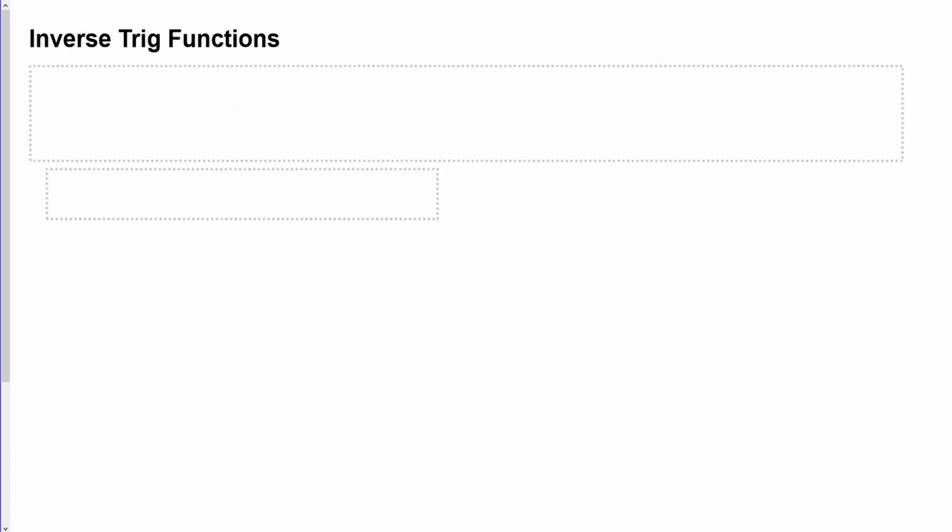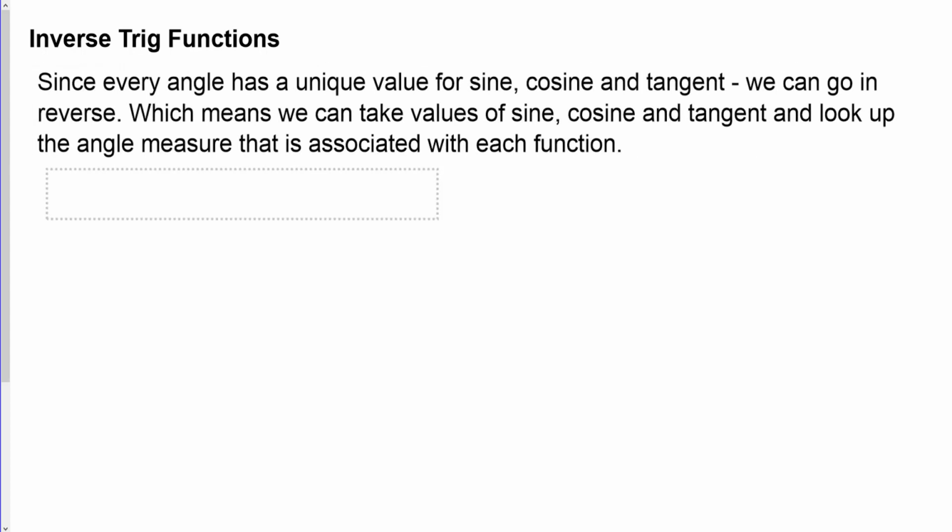Inverse trig functions. Since every angle has a unique value for sine, cosine, and tangent, we can go in reverse, which means we can take the values of sine, cosine, and tangent, which would be a ratio of two sides of a triangle, and look up the angle measure that's associated with each function. And that's through what's called the arc function. So you have arc sine, arc cosine, arc tangent, and they're defined for the secant, cosecant, and cotangent as well.